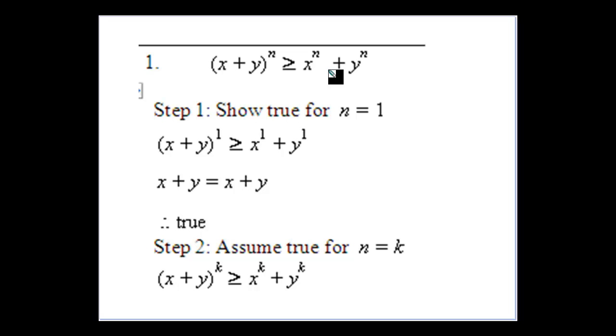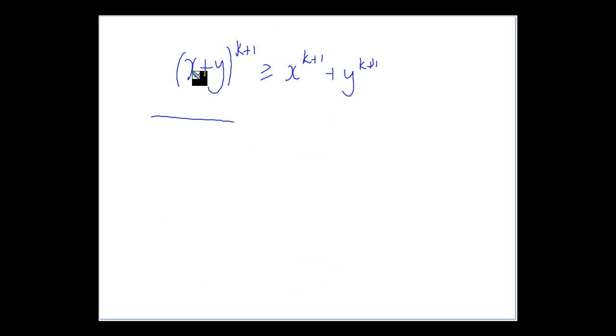So show true for n greater than 1, so we put n equal to 1 into both. x + y is equal to x + y, so it's true for when n is equal to 1. Assume it's true for n equal to k, then (x + y)^k is greater than x^k + y^k. We are going to be required to prove that (x + y)^(k+1) is greater than x^(k+1) + y^(k+1).